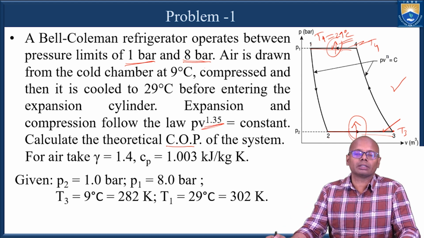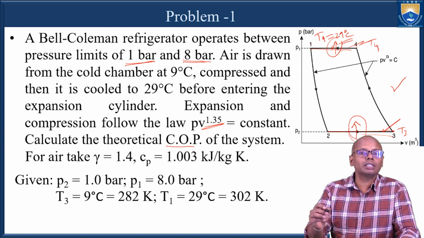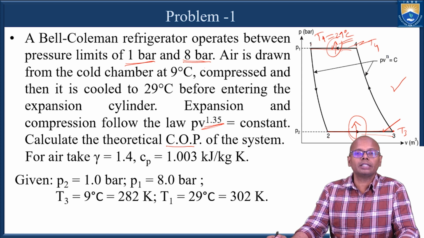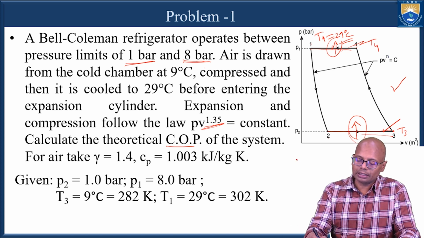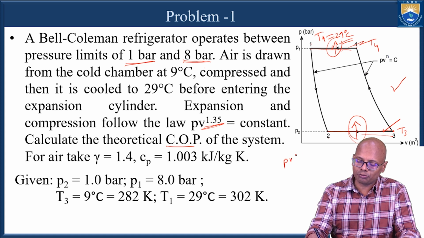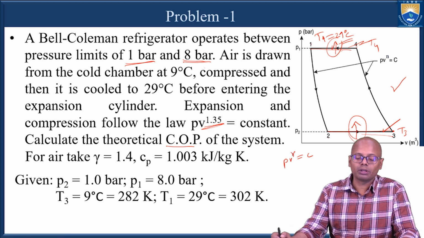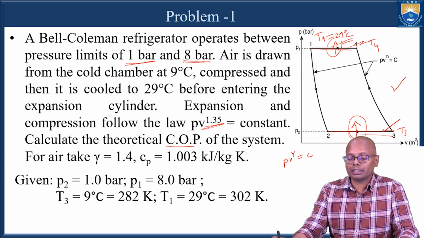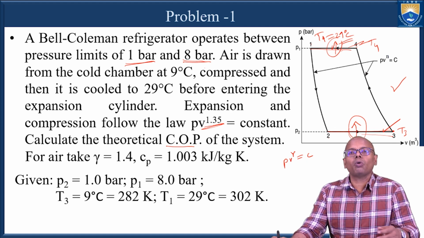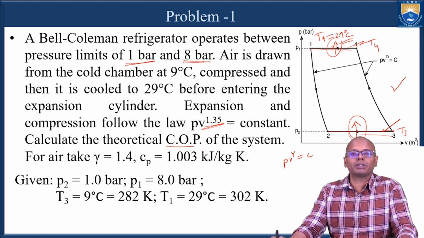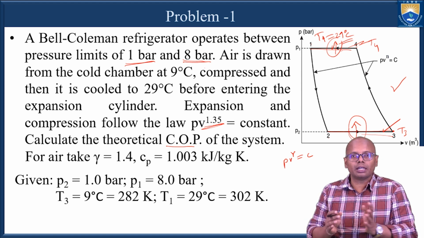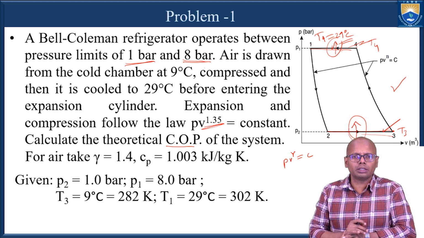Now here, what is the significance of the law given? It states that the expansion and compression processes are not isentropic, they are polytropic processes. If they were isentropic, they should follow PV^gamma = constant. But here it is not an isentropic process, it is a polytropic process. How it affects the result, we also discussed in the previous class. We will see that in the form of a numerical problem in today's class.